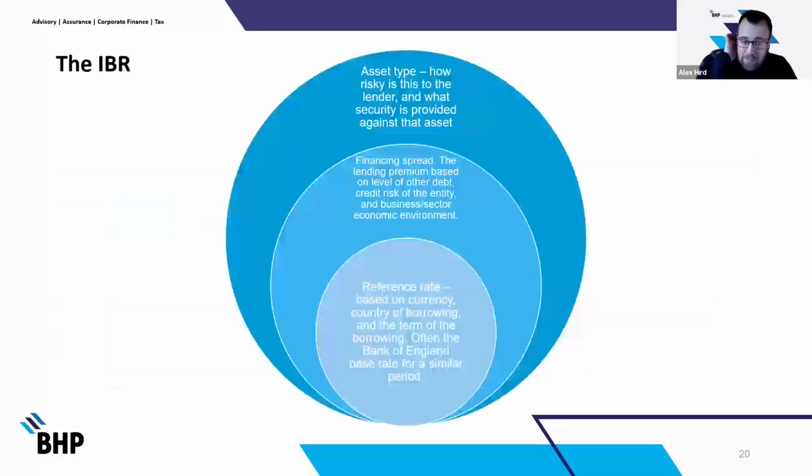So what is the IBR? Well, it's based on three key factors. The first one is the reference rate, which is what is the currency, where are you undertaking that borrowing in. The second one is the financing spread. So essentially, what premium does the lender look at to lend to your specific business, based on credit risk. And the third one is the asset type. So how risky is it to the lender? What sort of security is being provided?